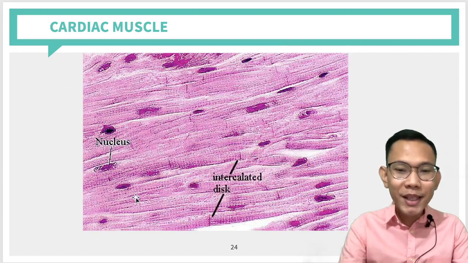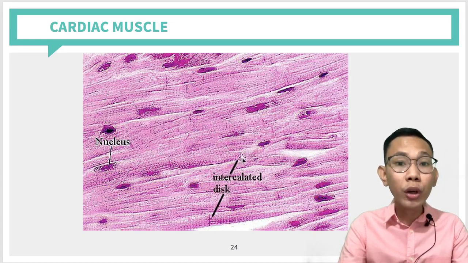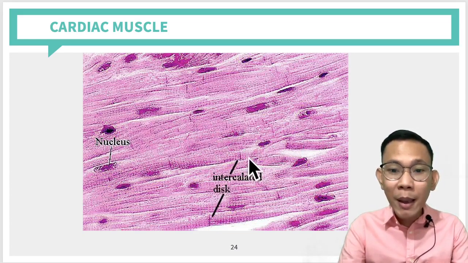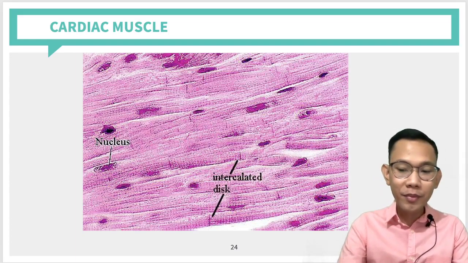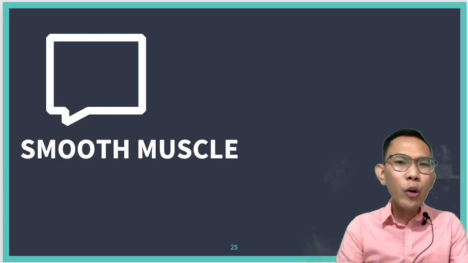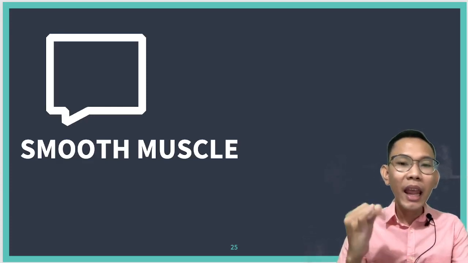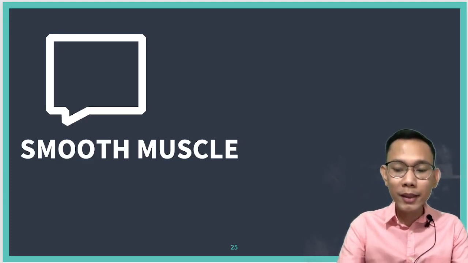Again, let's identify a centrally located nucleus. This is the centrally located nucleus, and the presence of your intercalated disc, which is a distinct feature of your cardiac muscle. We can see also that there is branching of your cardiac muscle. Now we were able to correctly differentiate your skeletal and your cardiac muscle. Now let's proceed with your smooth muscle.